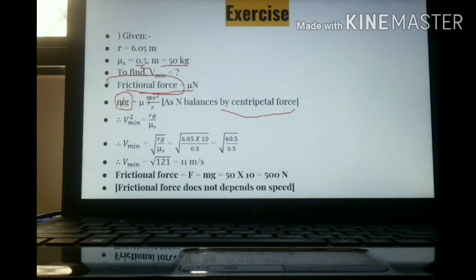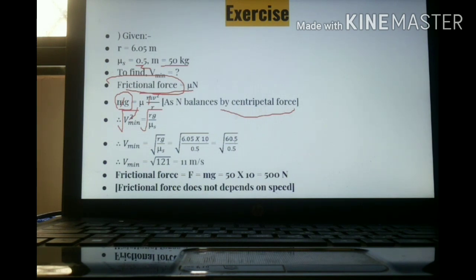We have to calculate the value of v square, the velocity. So this R will go over here, so v square is equal to Rg, R will go over here and mu will go in the denominator. So v square equals Rg upon mu s. But we want to calculate the value of v, not v square, so we take the square root on both sides. The square and the square root go away, so v equals root of Rg upon mu s. In place of R, what do we take? 6.05, and g is 10, upon 0.5.